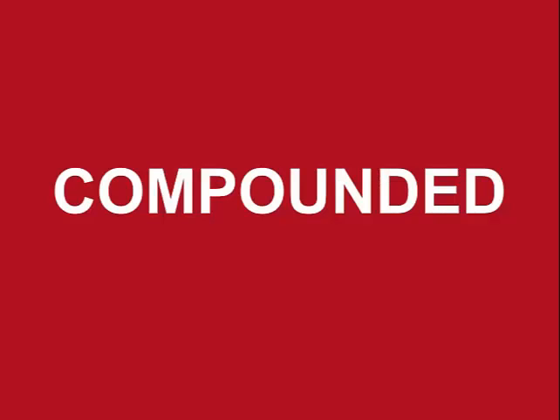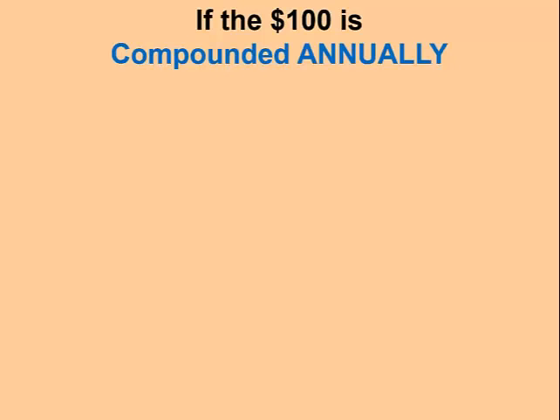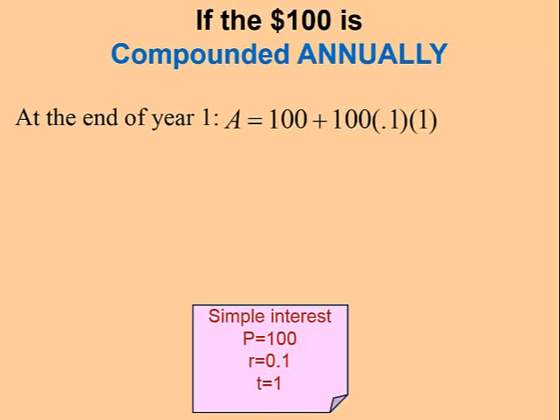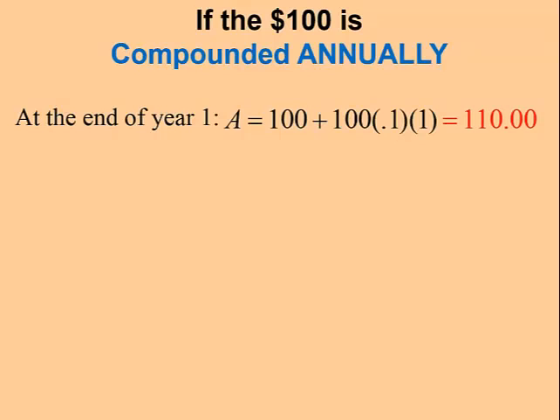Now the idea of compound interest is something like this. If we take the $100 and compound it annually, that means we deposit $100 today and look at it at the end of 1 year. That comes from the word annually. Here's what we would have at the end of 1 year using the simple interest formula. Now this is where it gets its name compounded though.